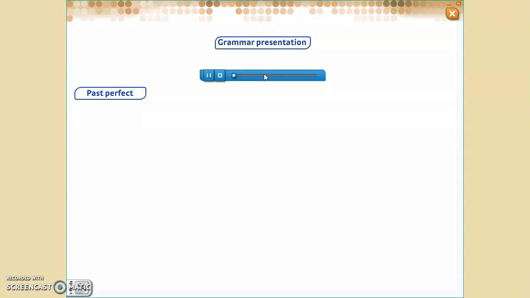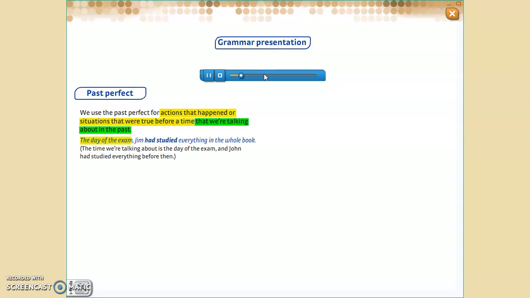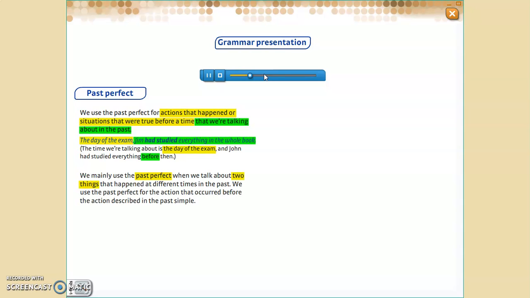Past perfect. We use the past perfect for actions that happened or situations that were true before a time that we're talking about in the past. The day of the exam, Jim had studied everything in the whole book. The time we're talking about is the day of the exam, and Jim had studied everything before then. We mainly use the past perfect when we talk about two things that happened at different times in the past. We use the past perfect for the action that occurred before the action described in the past simple. They abandoned the project because of the various problems they'd had. They had problems first, and then they abandoned the project.